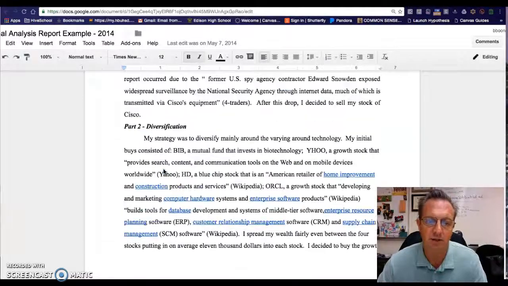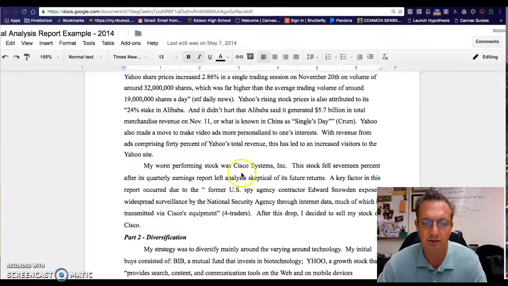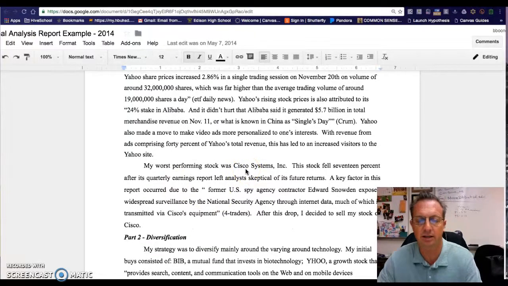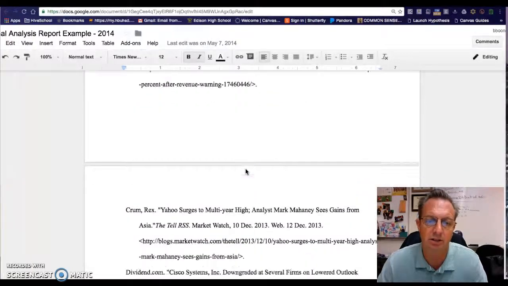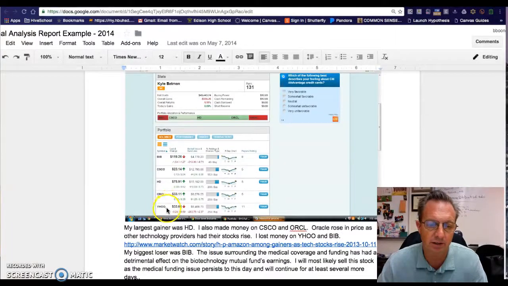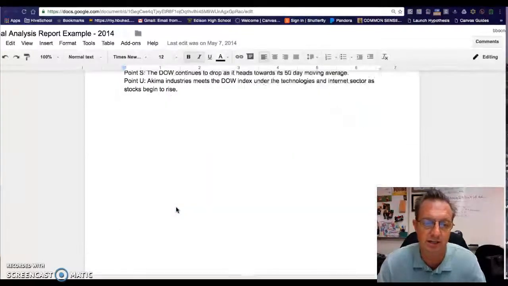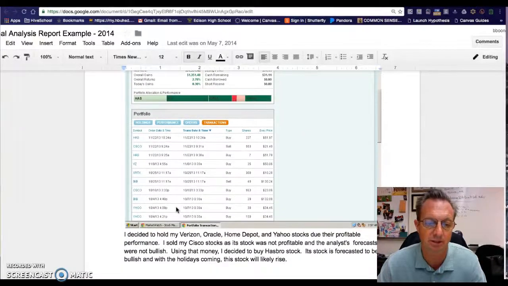So as I go over part 1, we're talking about her best performing stock, which was Yahoo, and her worst performing stock, which was Cisco. So how do I identify that? That's the key. I need to go back to her earlier work on her portfolio, and I can see here from Yahoo that early in the competition her Yahoo stock was doing miserably. But I scroll all the way down toward the end and Yahoo shot back up. So let me show you where that's at.